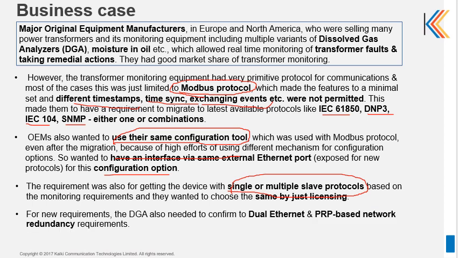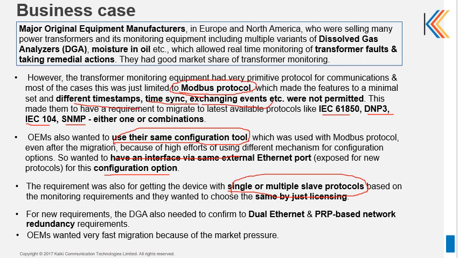In some of the latest cases, they want dual Ethernet support, and PRP based network redundancy was one of the requirements in the new upcoming cases. One of our customers completely migrated to dual Ethernet with PRP based network redundancy.